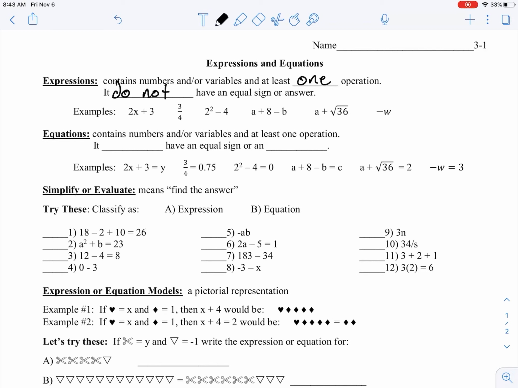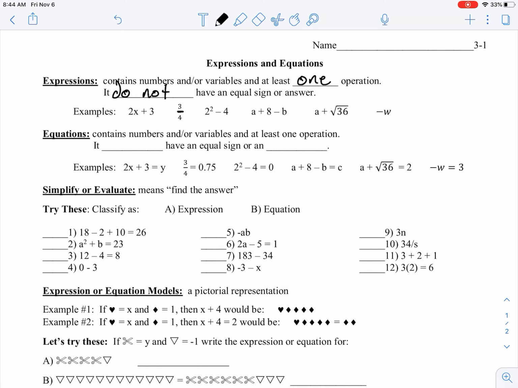2x plus 3, there's no equal sign there, so it is an expression. You might be thinking, this 3/4 here, why is that an expression? It doesn't have an operation. Well, remember, that's a division happening right there. So 3/4 is a perfectly good expression. 2 squared minus 4, once again, an expression. So we have all expressions here.